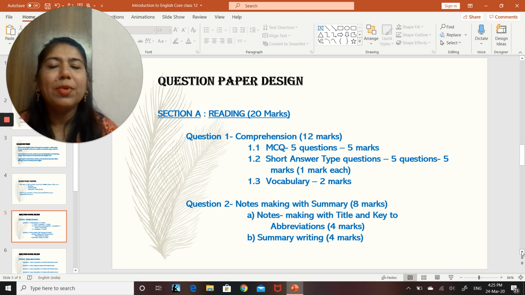It is to be written in 1 or 2 paragraphs and should be complete in 80 words. One has to remember the word limit for summary writing is 80 words.